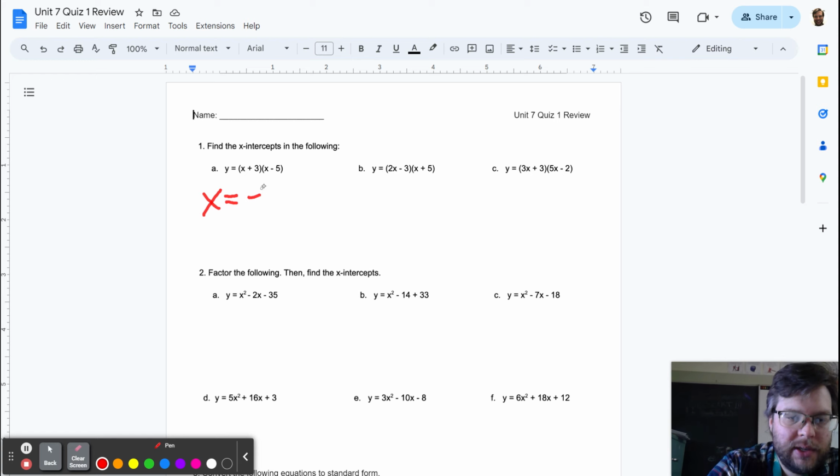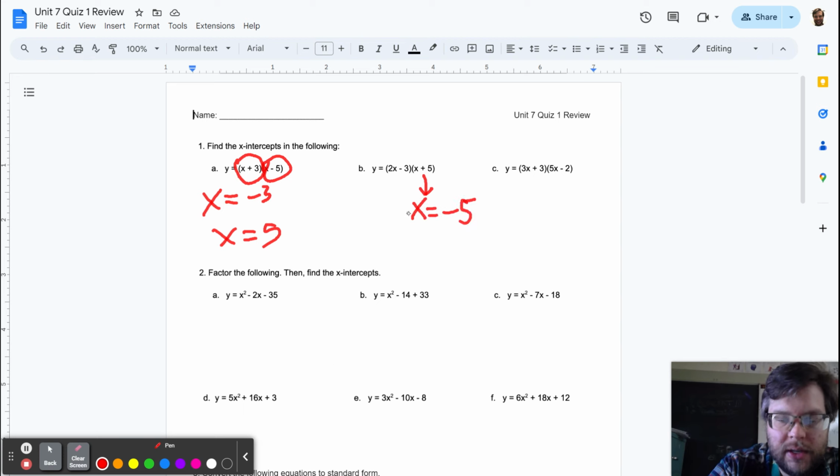So finding x-intercepts just means making each of the parentheses equal 0. -3 plus 3 is 0. 5 minus 5 is 0. On this one, I think it's easy to see that -5 plus 5 is 0, but not quite as easy to see what makes 2x minus 3 0.